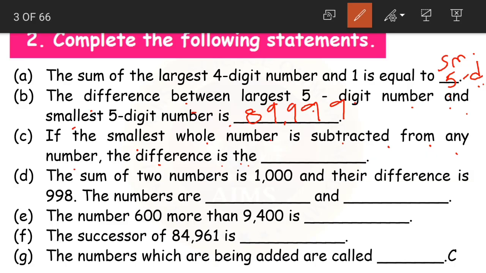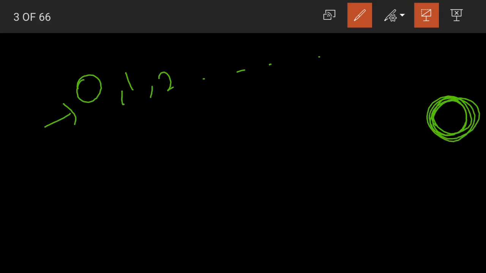Now coming to the third question: if the smallest whole number is subtracted from any number, the difference is dash. See, what are they asking? Now first, what are these whole numbers? Do you know? Whole numbers start from 0, 1, 2 and so on. One trick for remembering this is, whole means what? Any round shape which is hollow, we say that it is a whole. In the same way, whole numbers start from 0. So what will be the smallest whole number?